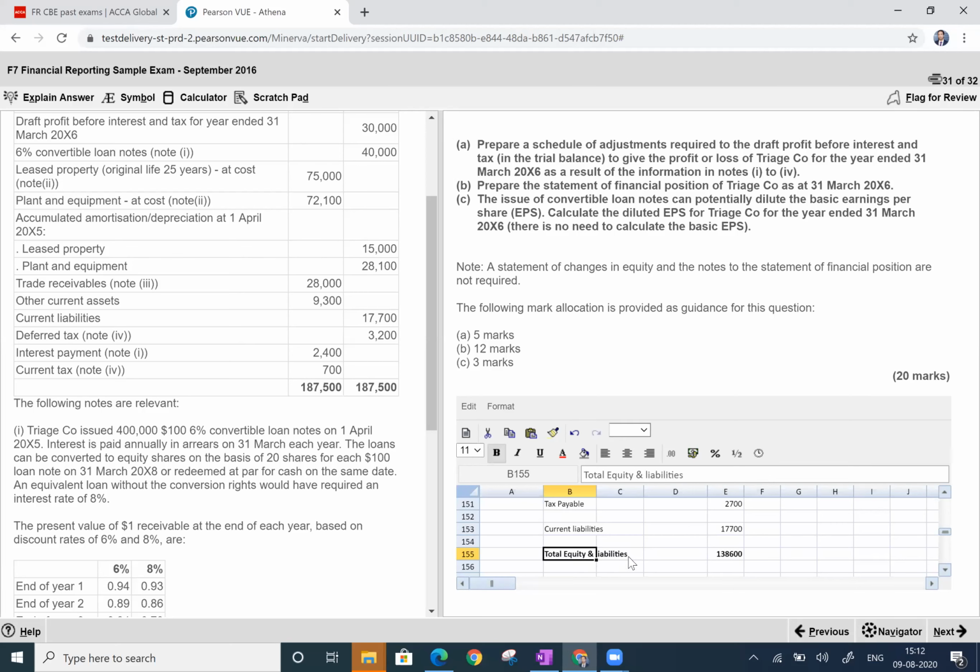Total equity and liability 138,600. 138,600, balance sheet tallied. SOFP tallied.